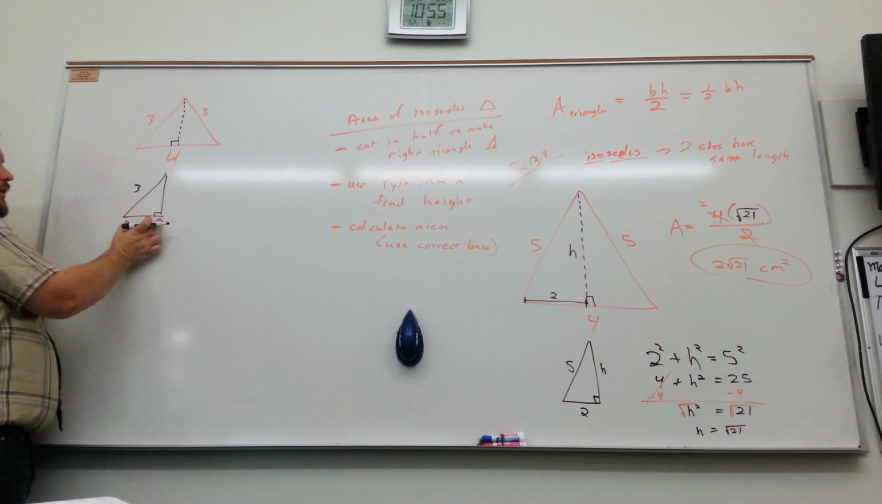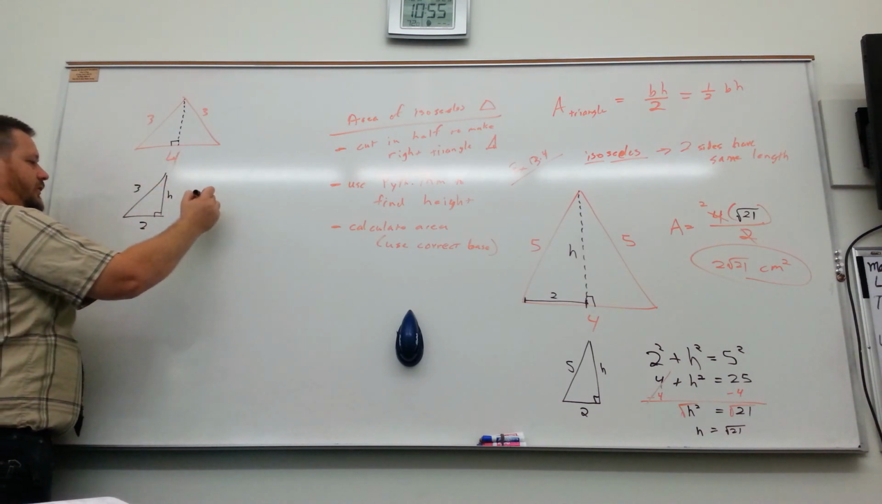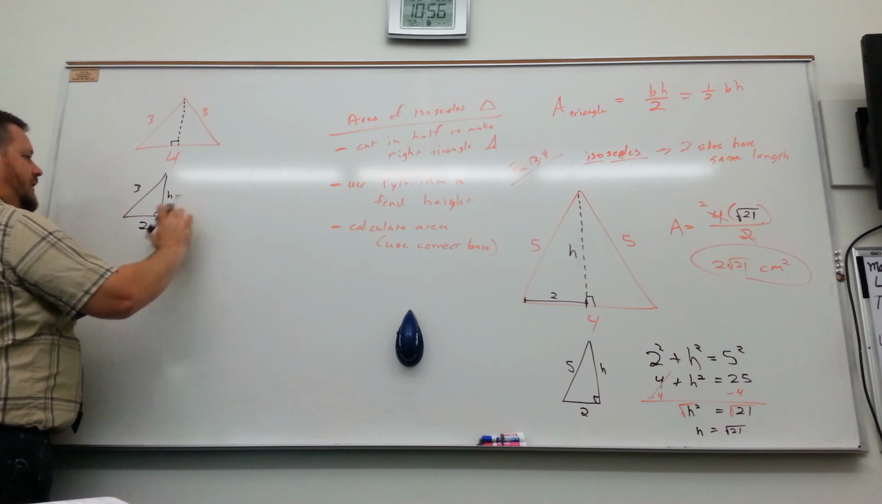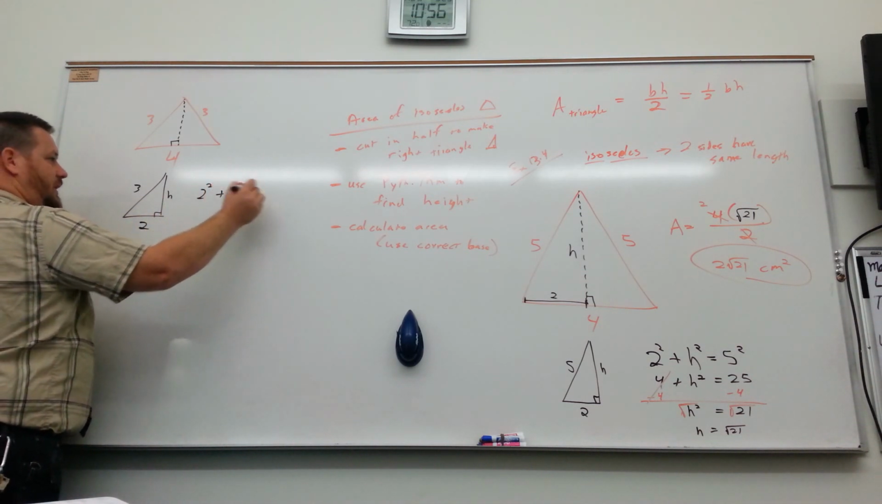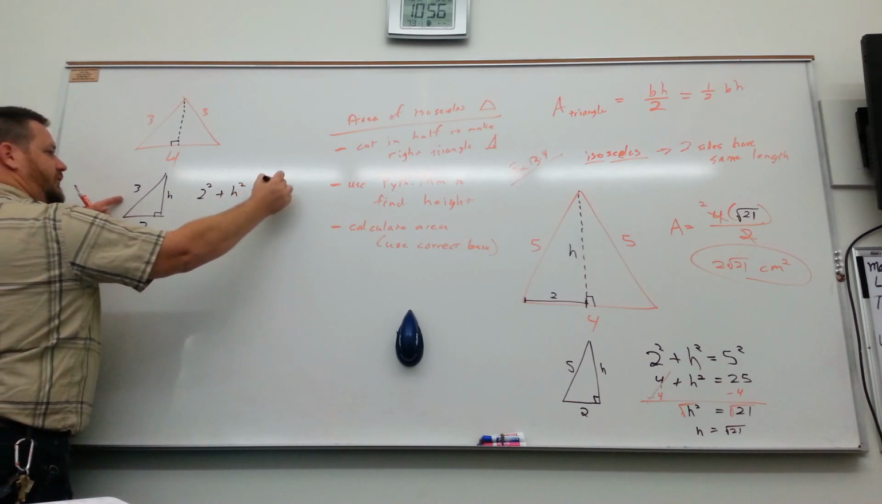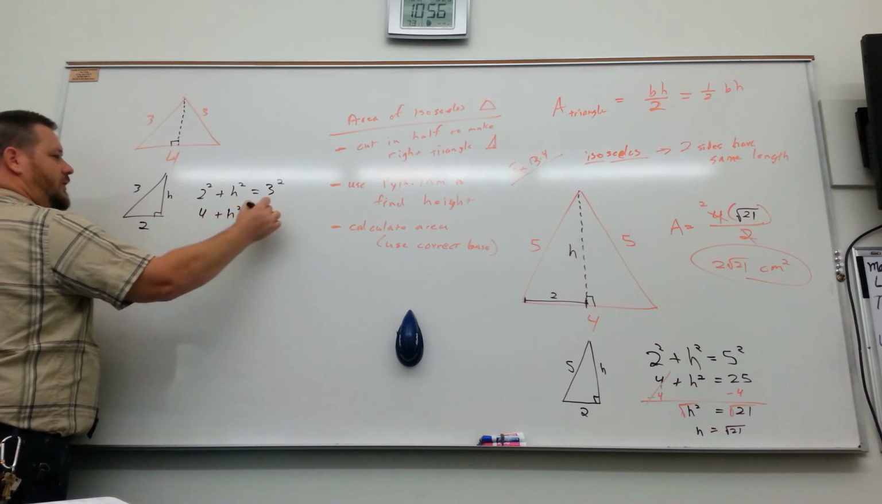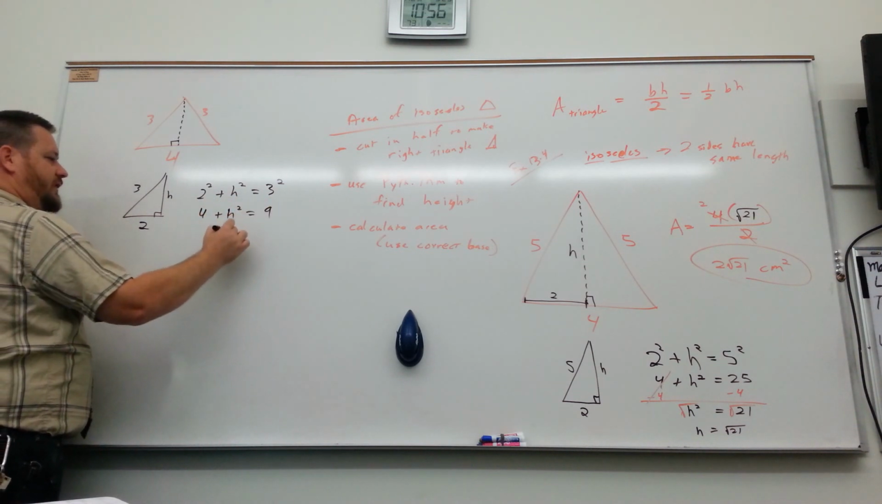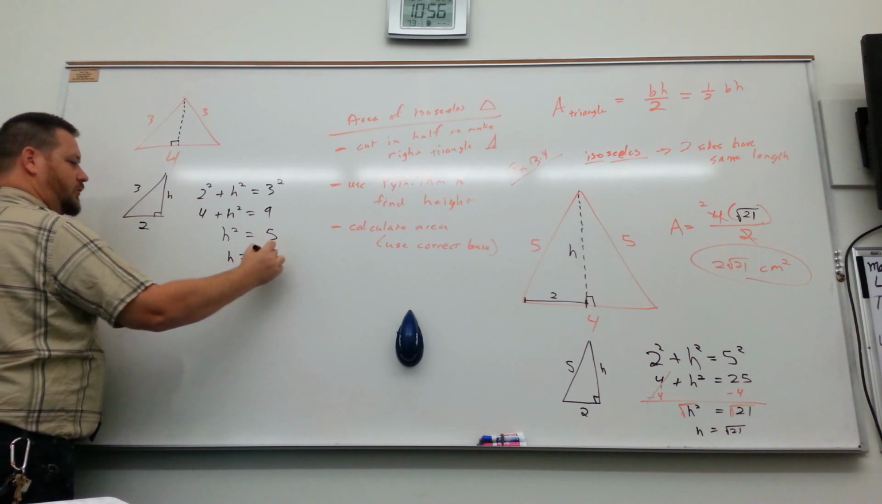What's the base of this one? 2. So it's half of that. Okay, and here's our height. So our Pythagorean relationship, we've got the two sides, 2 squared plus h squared equals the hypotenuse squared. 4 plus h squared equals 9. Subtract 4 from both sides. Square root of both sides, and the height is going to be square root of 5.